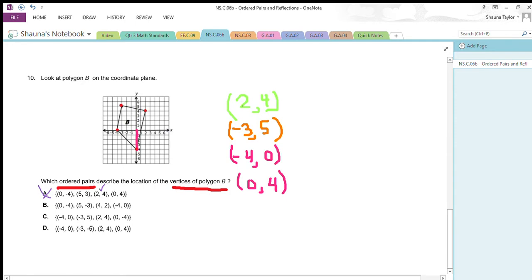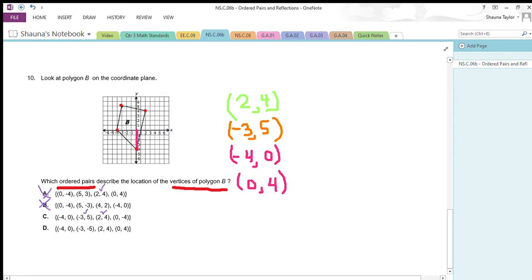Okay, let's go to B. Let's start over. Do I see a 2 and a 4? No, there's a 4 and a 2. I can't be switching numbers around, so B is gone. See how quickly we're going through this? Okay, again, let's look for the first number, 2 and 4 in C. Okay, I see it right here. Check mark. Next one is negative 3 and 5. Look over here, negative 3 and 5. Oh, check mark.